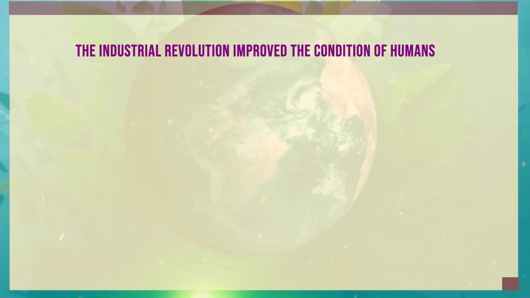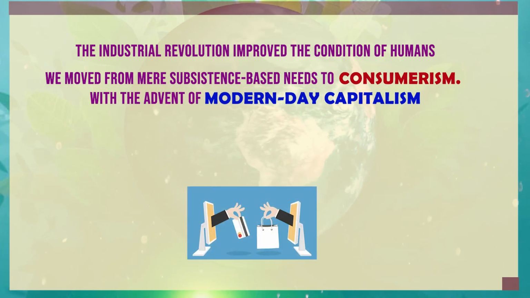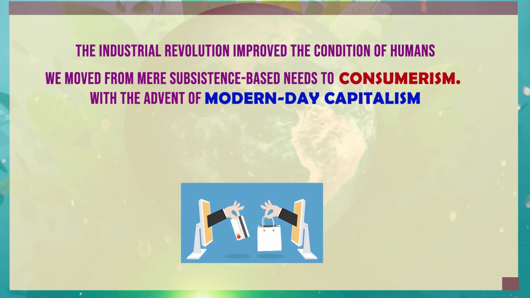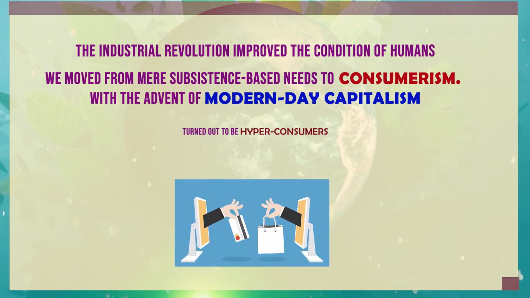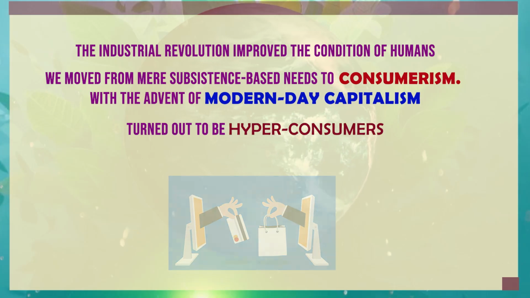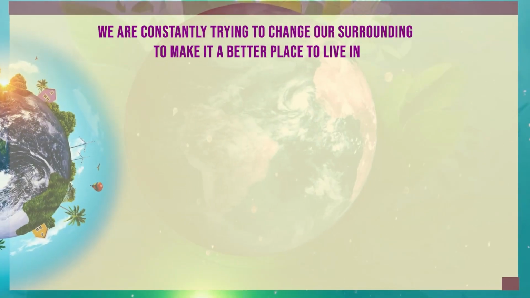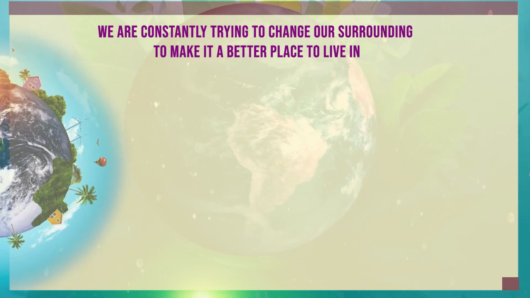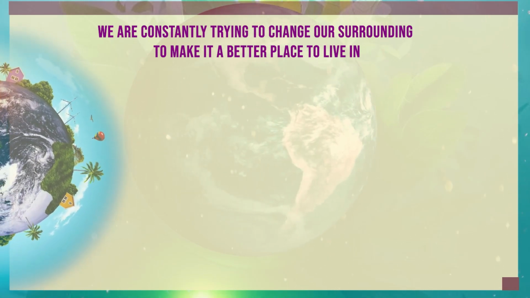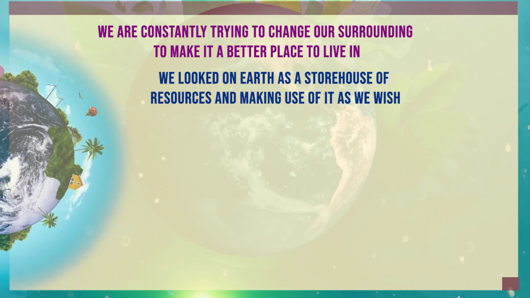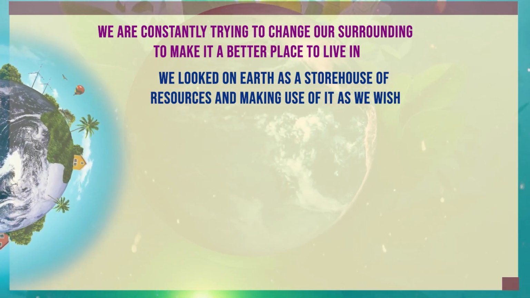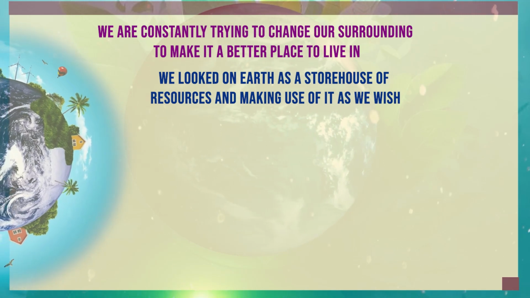Now, according to the Merriam-Webster dictionary, greed means a selfish and excessive desire for more of something than is needed. The Industrial Revolution improved the condition of humans. So we moved from mere subsistence-based needs to consumerism. With the advent of modern day capitalism, we turned out to be hyper consumers. We are constantly trying to change our surroundings to make them a better place for us to live in. But we looked on earth as a storehouse of resources and we make use of it as we wish. Thus, our greed led to the exploitation of resources as well as our mother nature.